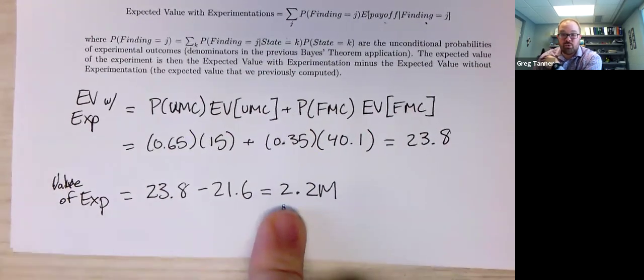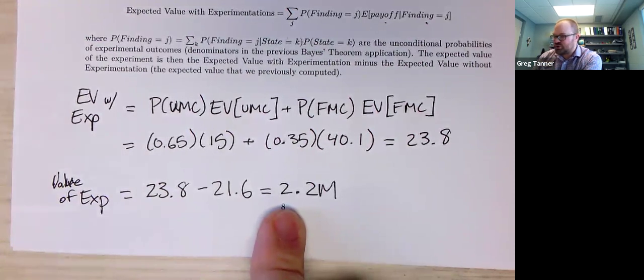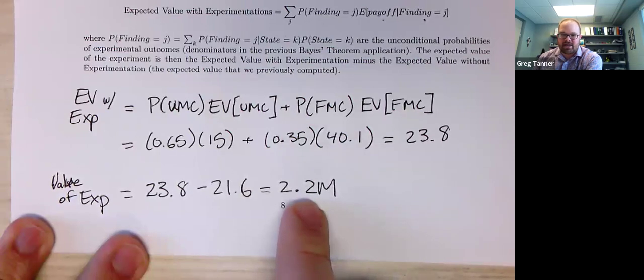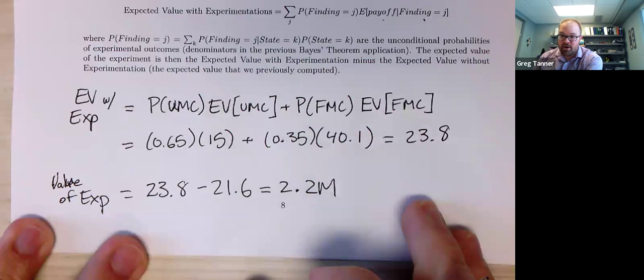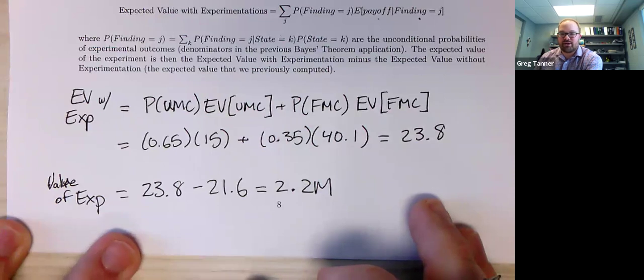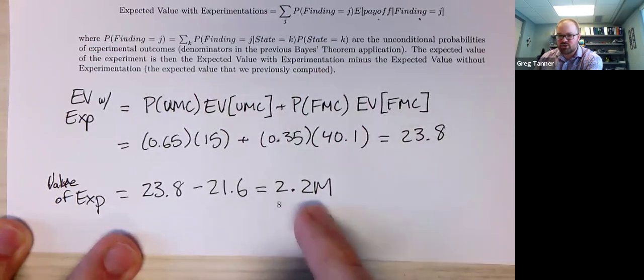Okay, so is the 1 million that we pay for the research worth it? Yes, on average, doing the experiment will make us better off by, on average, 2.2 million. And so we'd be willing to pay that 1 million for the market research because the value of the information is 2 million. Or 2.2 million.